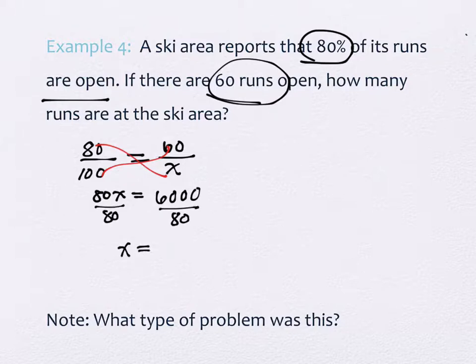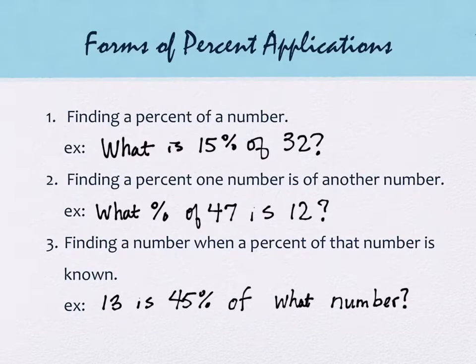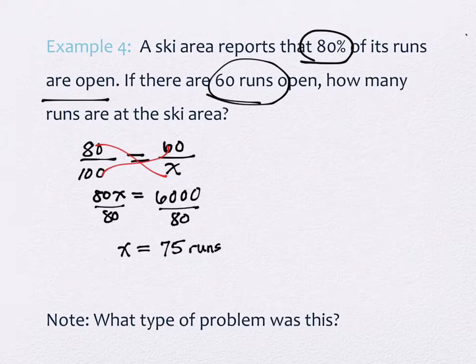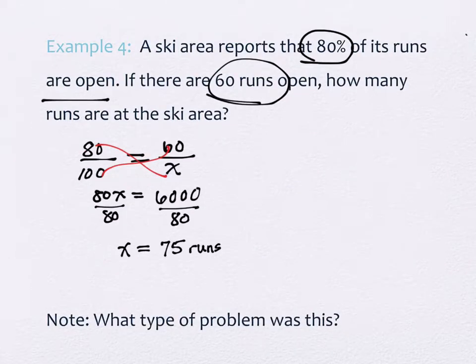So what will x be here? 75. And we're working with context, so 75 what? Runs. You got it. 75 runs. Okay, now look back. What type of problem is this? It's 3. Yeah, it's finding, what did it call it? Finding a number when a percent of that number is known. So this is a problem number 3 type.